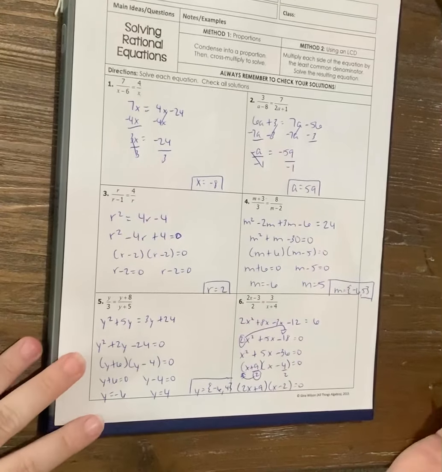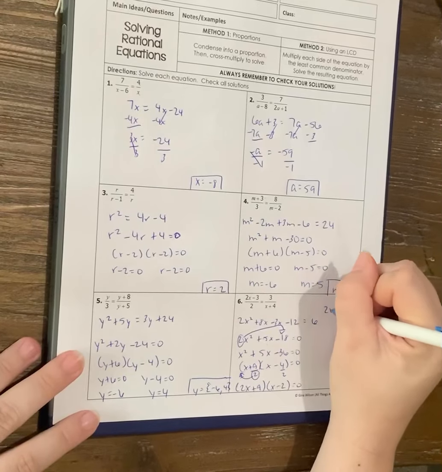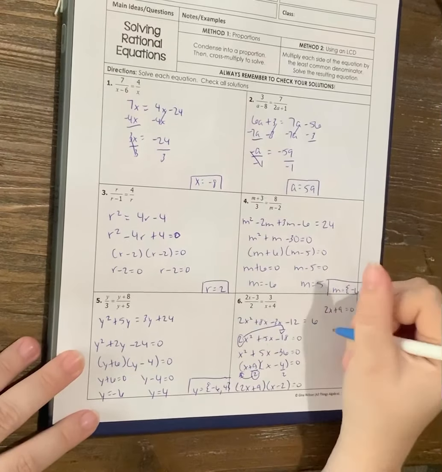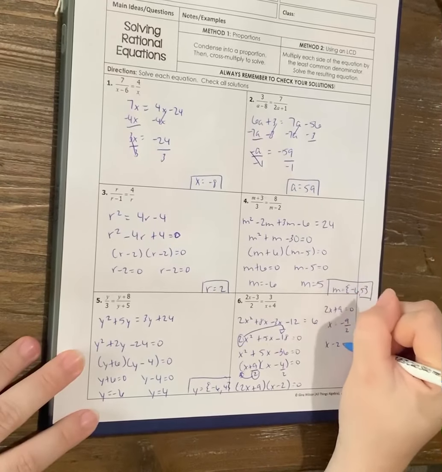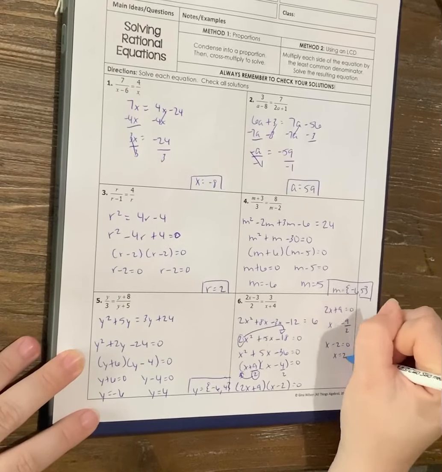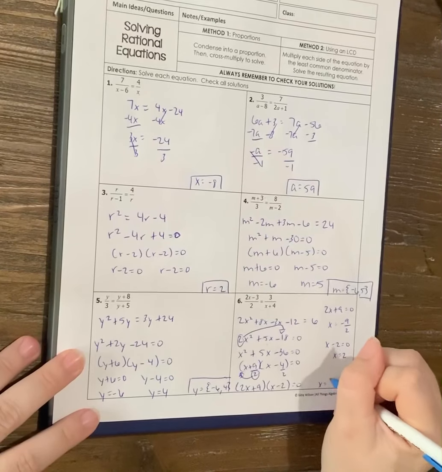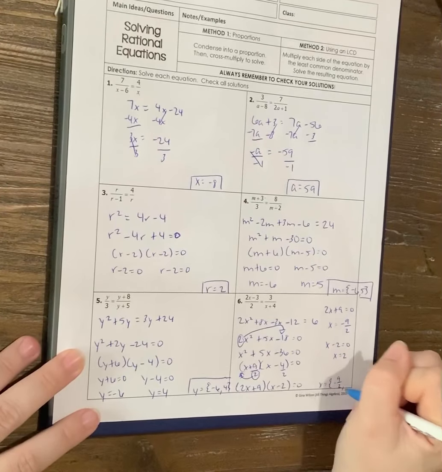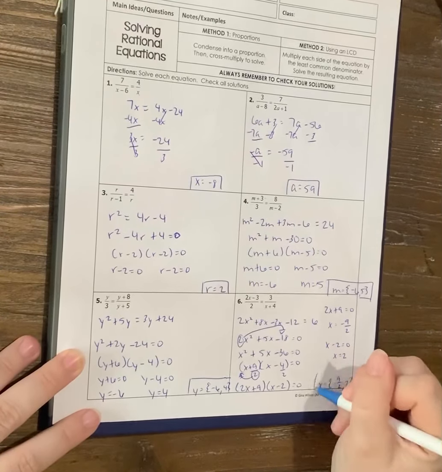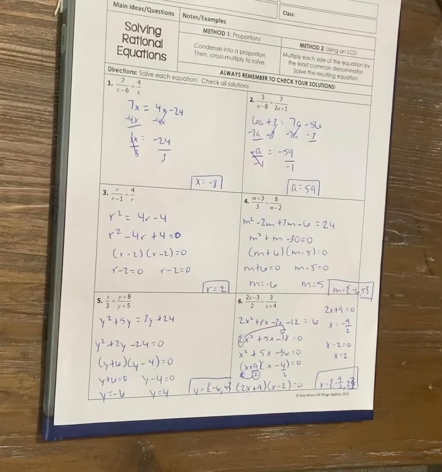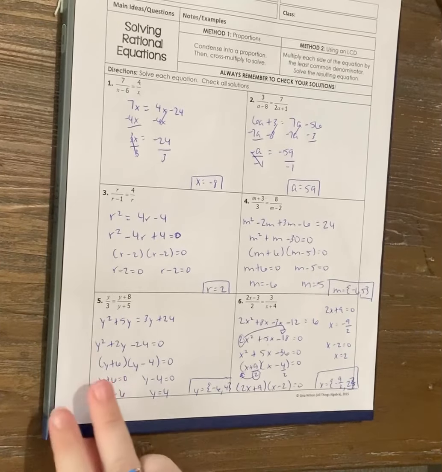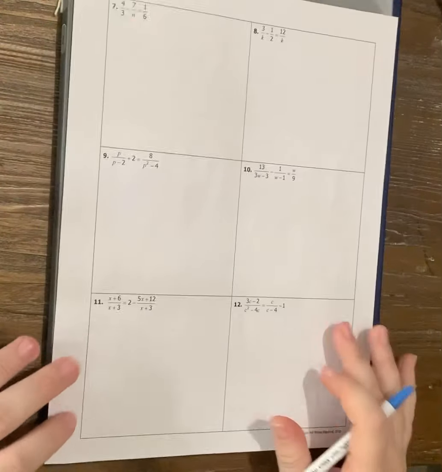Okay, then set both of those factors equal to 0 and solve. So we have 2x plus 9 equals 0, which is going to give you negative 9 over 2. And then x minus 2 equals 0, which is going to give you a positive 2. So our solution set is negative 9 over 2 and a positive 2. All right, let's flip over to the other side.